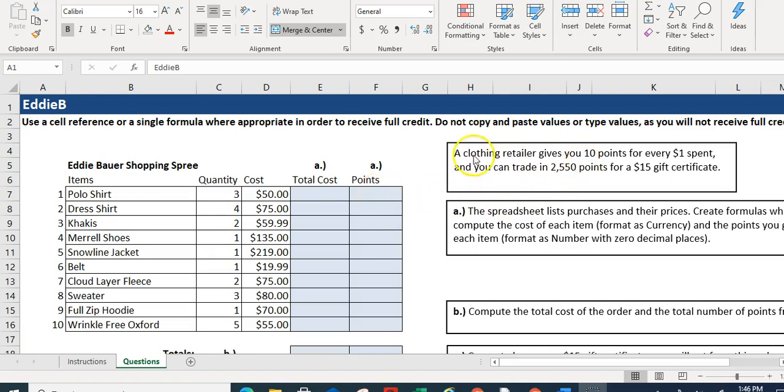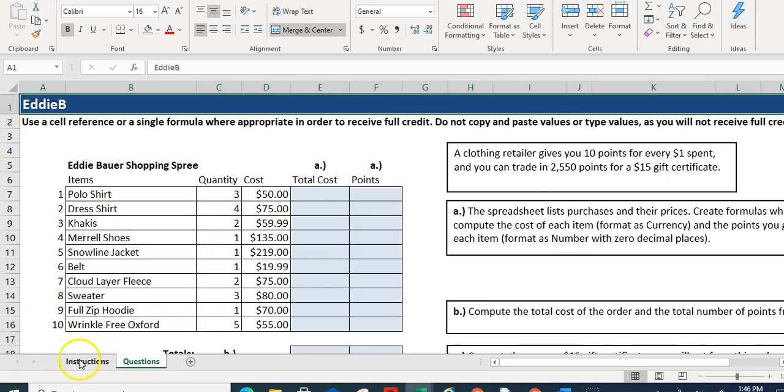It tells you over here in the directions, a clothing retailer gives you 10 points for every $1 you spent. So if I spend $1, I get 10 points. $2, I get 20 points. So we're going to calculate how many points I have. And for every 2,550 points that I get, they're going to give me a $15 gift certificate. So then we're going to figure out, based on our shopping spree, how many dollars in gift certificates I'm going to get. So let's look at the instructions first and see what they have to say.